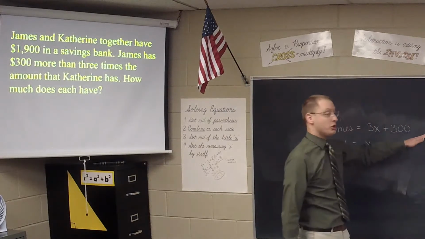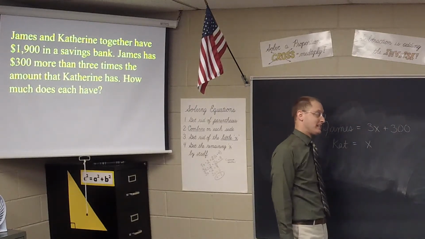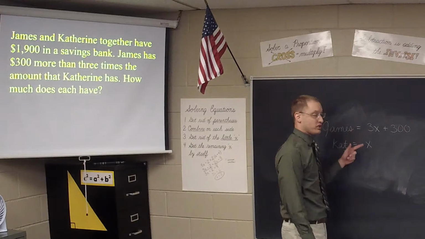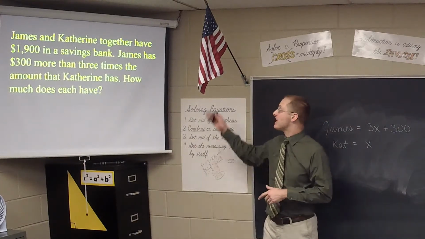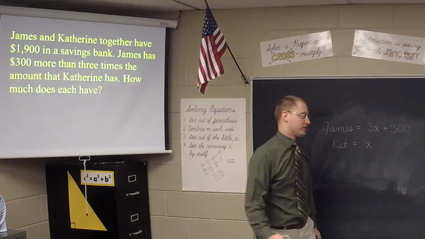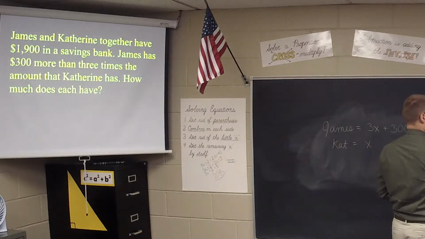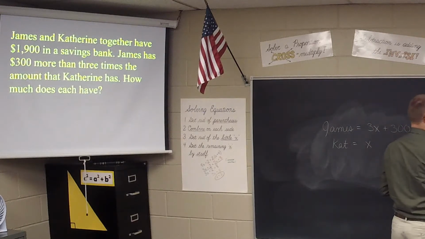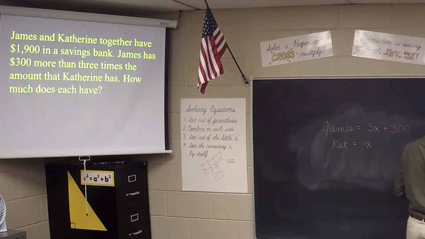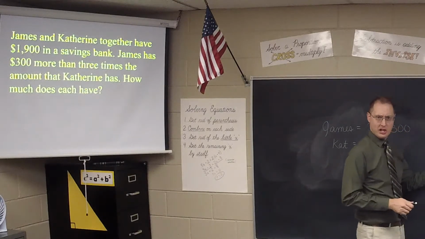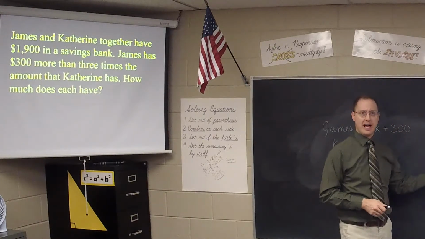I trust you had this equation: 4x plus 300 equals 1900. You're adding these 2 amounts together because it says together they have $1,900 in the savings bank. You would subtract the 300 from both sides to get 4x is equal to 1600. By the way, I don't mind if you do that step in your head now. We were showing that step for a while.